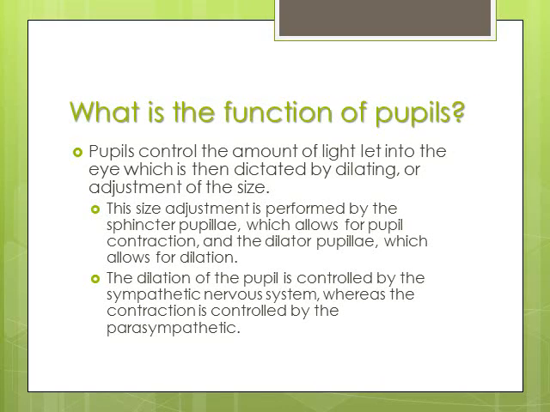So what's the function of pupils? By variations in the amount of dilation, the pupil can control the amount of light let into the eye. This dilation is controlled by the sphincter pupillae used for pupil contraction and the dilator pupillae used for dilation. Dilation is controlled by the sympathetic nervous system, while the contraction is controlled by the parasympathetic nervous system.